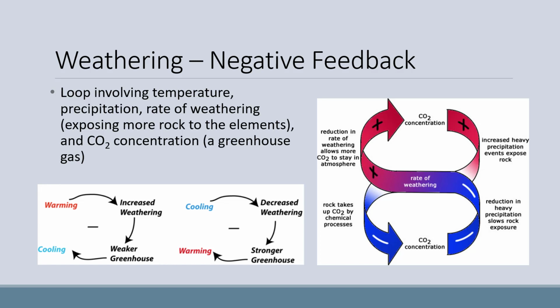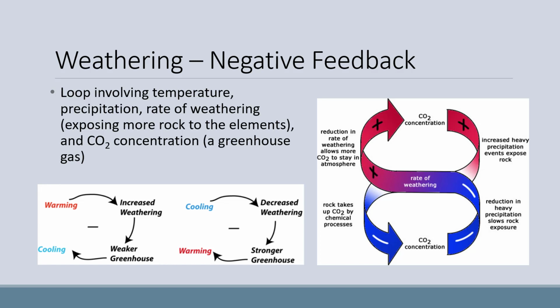Something we haven't talked about in this lecture yet is that warming temperatures are associated with more rainfall, which aids in weathering. So looking at the loop on the bottom left, if the temperatures are warmer, then there will be increased weathering because more rock will be exposed to rainfall. The weathering leads to CO2 being removed from the atmosphere and less of a greenhouse effect, which leads to cooler temperatures. In the opposite scenario, if temperatures are cooler, then there will be decreased weathering.